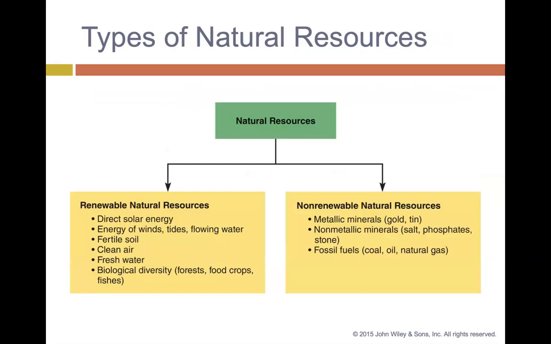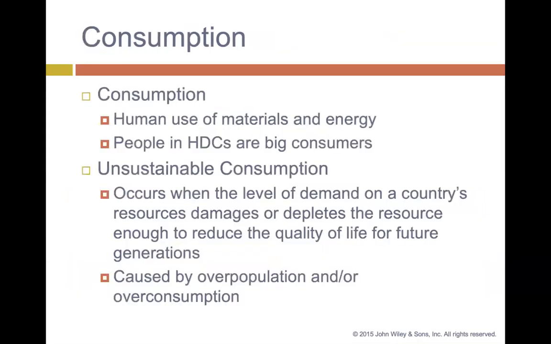We have non-renewable resources in our metallic minerals like gold and tin, the non-metallic minerals in salt, phosphates, and stone, and then fossil fuels, which are non-renewable: coal, oil, and natural gas. Consumption of these resources, so humans use materials and energy, and people in highly developed countries are much larger consumers of these resources. The unsustainable consumption will occur when the level of demand on a country's resources will damage or deplete the resource enough to reduce the quality of life for future generations.